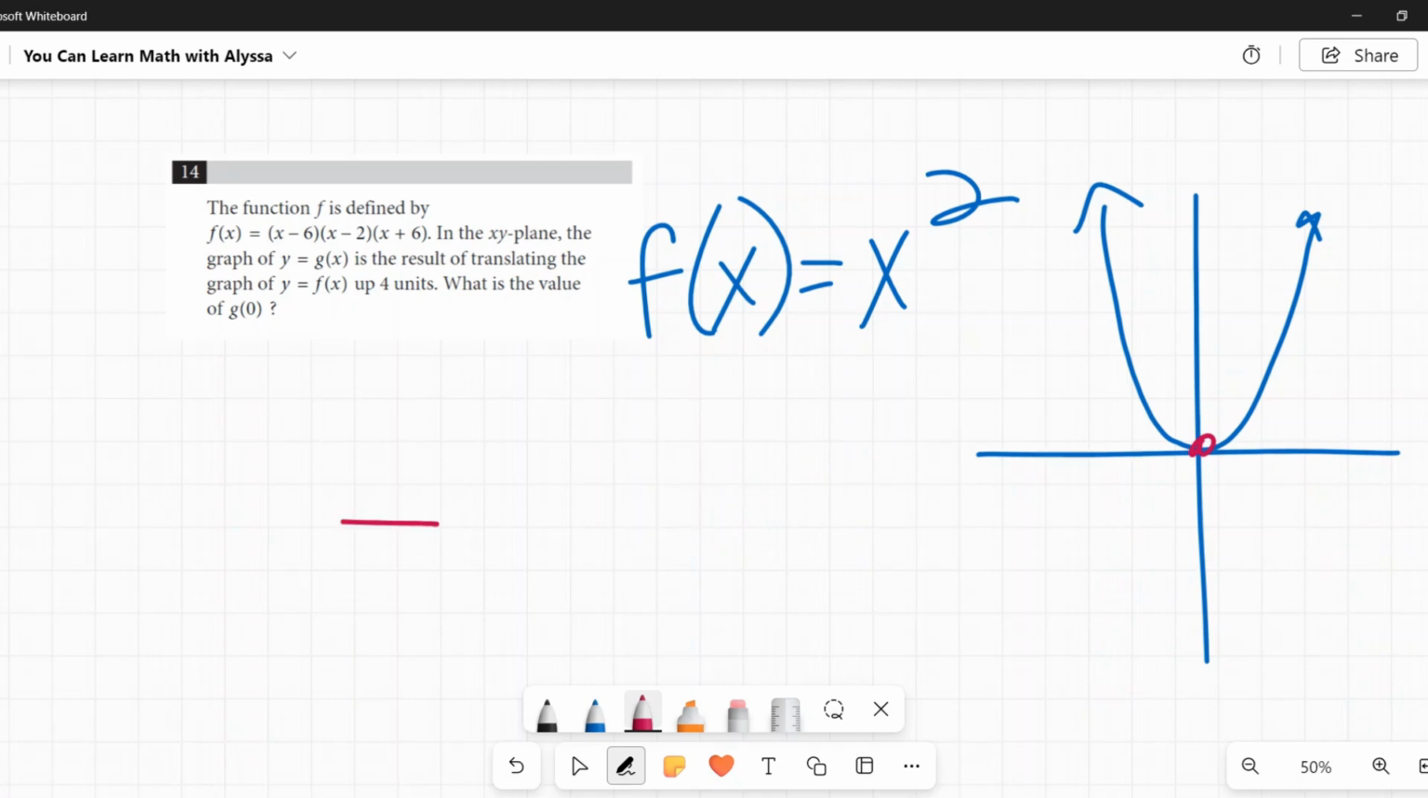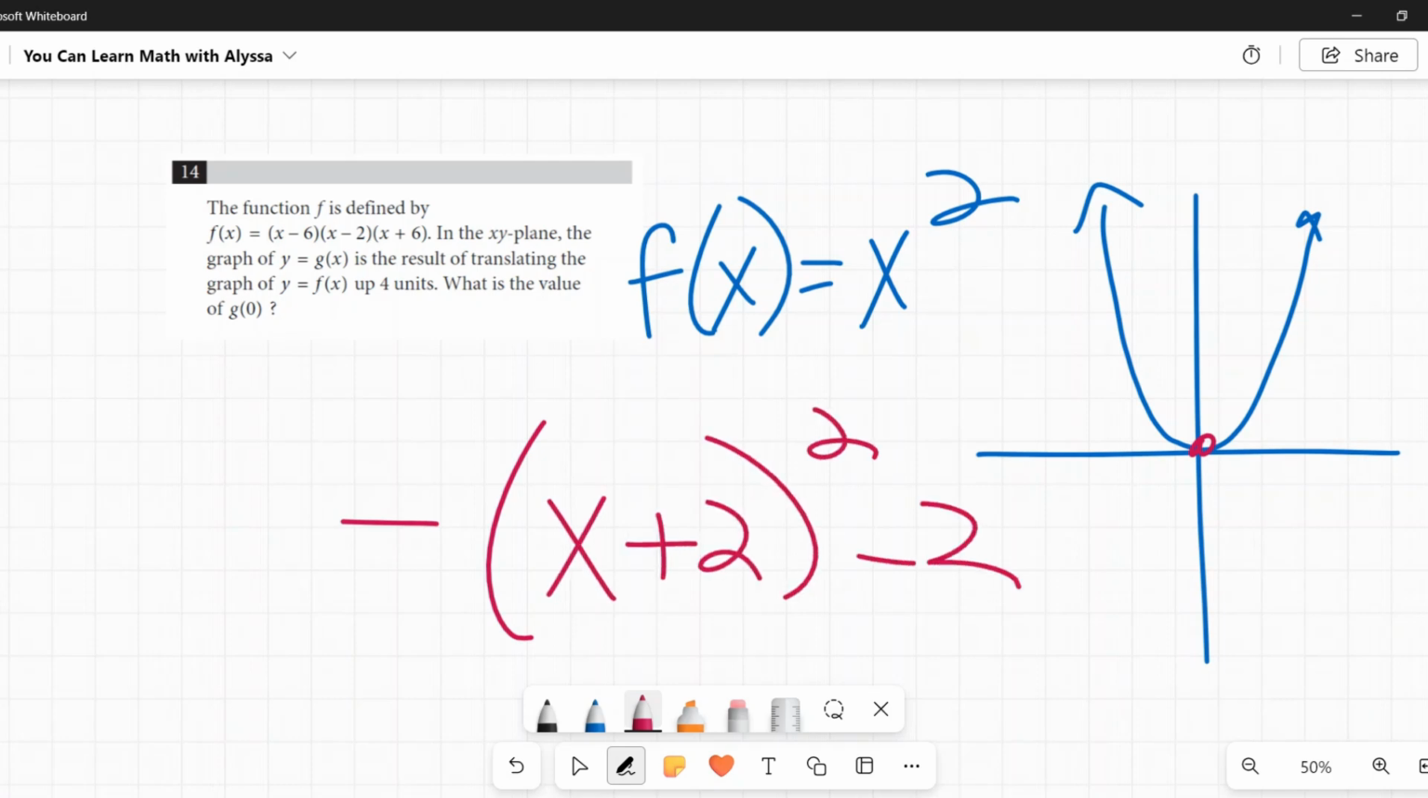So if I had negative (x plus 2) squared minus 3, that means first it's going to flip it upside down. There's my negative. The positive 2 means it's going to move toward the negative, to the left. So it's going to move over 1, 2. This minus 3 means it's going to move down 1, 2, 3. So that is what that new one would look like.